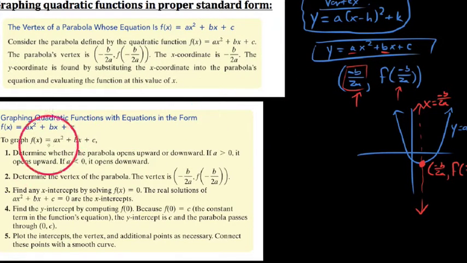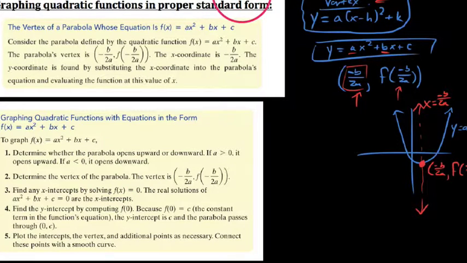So what you're going to see here, these 5 steps, are really kind of the same 5 steps that we took when we were in what I would call vertex form, what some would call standard form. But basically, we're always going to start by determining whether it opens upward or downward, and then follow that up with determining the vertex, and then working with x and y intercepts from there, and then graphing.